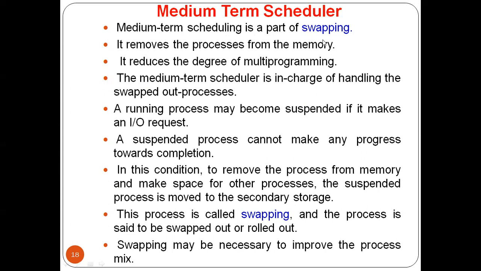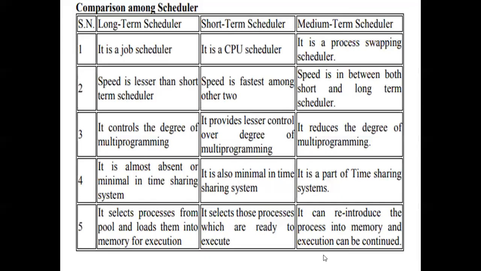Okay, so medium-term scheduling means it has the role of swapping in and swapping out processes. The process is said to be swapped out or rolled out. That is, when it removes the process from the memory, we call that a swapped out process. Swapping may be necessary to improve the process mix.